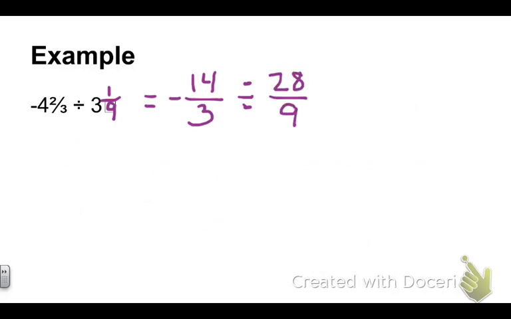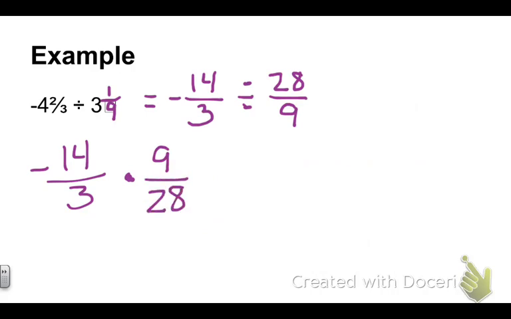And now we can divide. So we've got -14 thirds. We're going to keep the first fraction, change division to multiplication, and use the reciprocal, 9 over 28. So when we multiply that out, instead of getting these really large numbers, I can see factors. I know that 3 goes into 9 3 times, and if you take 14 and double it, you get 28, so 14 is a factor of 28.